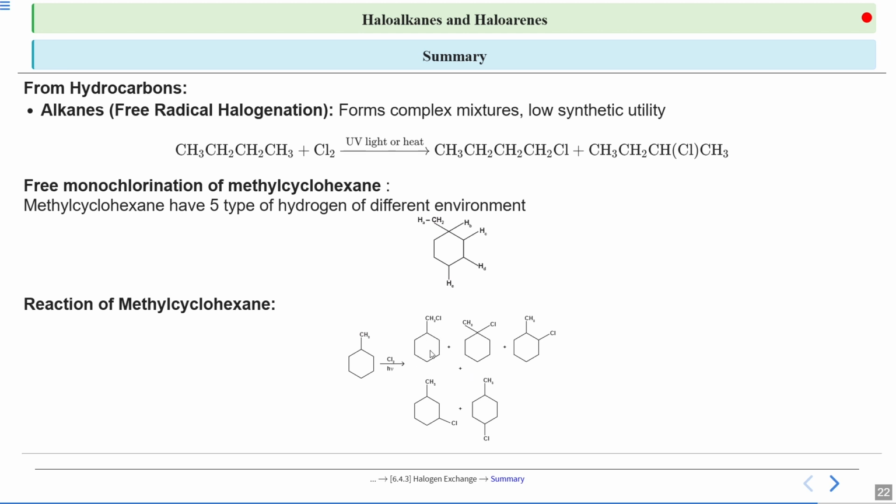The first product forms after replacing HA with chlorine. The second product we get after replacing HB by chlorine, and the third product after replacing HC by chlorine. The fourth product we get after replacing HD by chlorine, and the fifth product by replacing HE by chlorine. So these are the 5 isomers, or isomeric mixture, you get after the reaction of methylcyclohexane with chlorine in the presence of h nu, that is light.